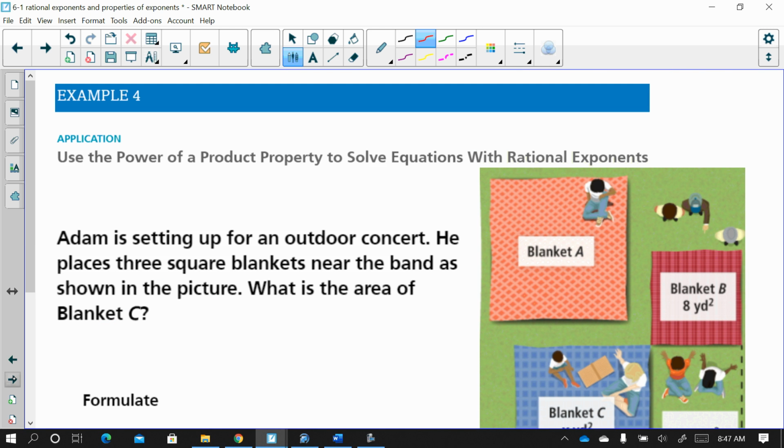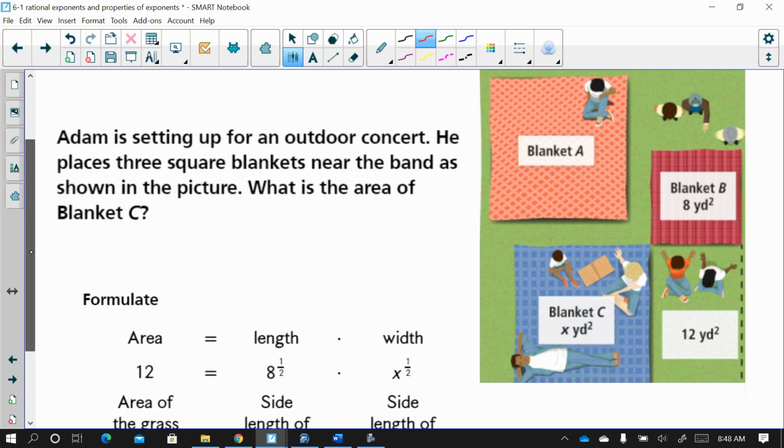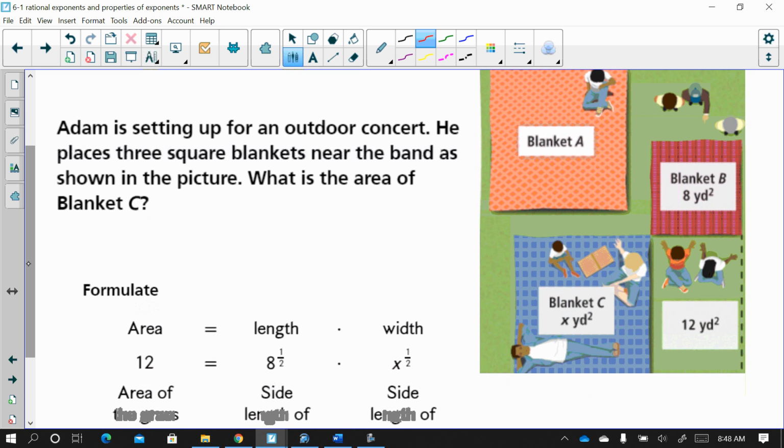Okay, so we're going to do a word problem, or 2 word problems. These word problems are pretty tricky, so make sure you're paying attention. On tests, I probably won't give you these word problems because they are very complicated in my opinion. But let's walk through one to see what it looks like. Adam's setting up for an outdoor concert. He places 3 square blankets near the band as shown in the picture. What is the area of blanket C?